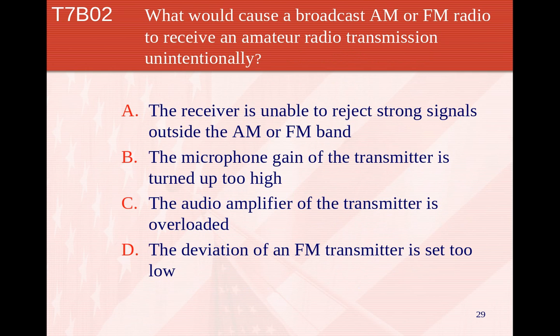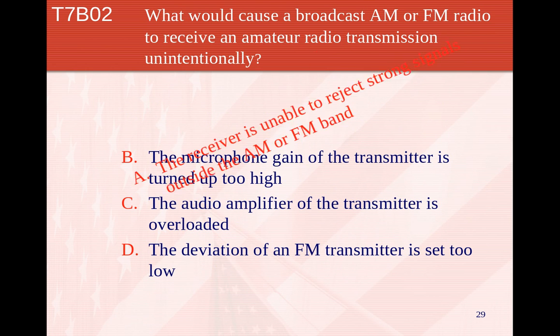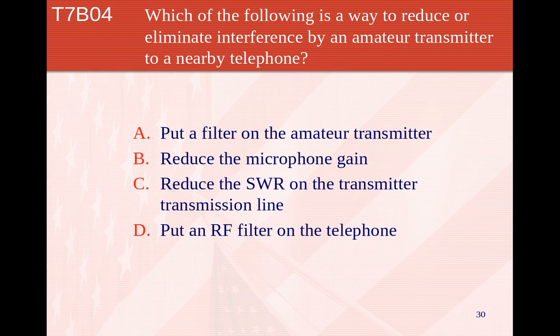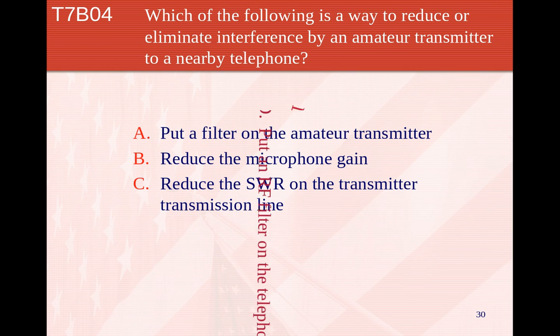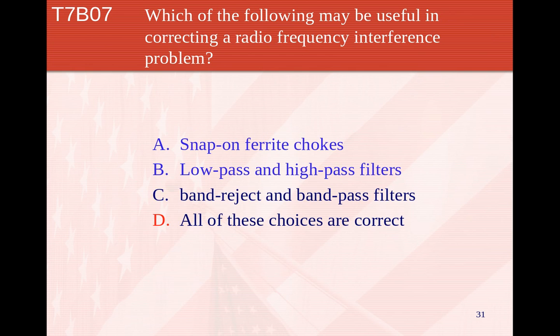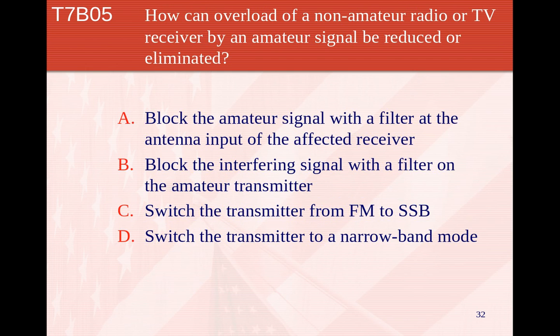What would cause a broadcast AM/FM radio to receive an amateur radio transmission unintentionally? The receiver is unable to reject strong signals outside the AM/FM band. Which of the following is a way to reduce or eliminate interference by an amateur station to a nearby telephone? Put an RF filter on the telephone. Which of the following may be useful in correcting radio frequency interference problems? You can use a snap-on ferrite choke, low-pass or high-pass filters, band reject or band pass filters. All these choices are correct.